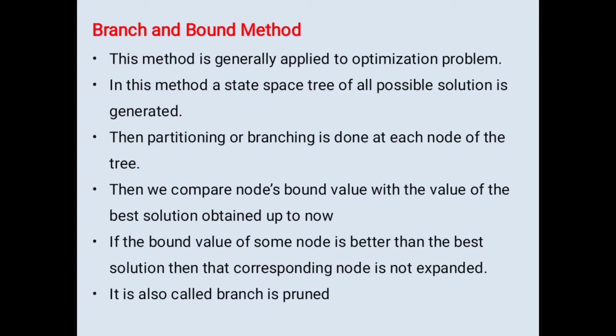The branch and bound method is used to solve the state space tree. How many solutions are needed to solve the problem, how to generate the nodes, what the different types of nodes are, and what each and every node defines. These are the basic concepts of the branch and bound method.